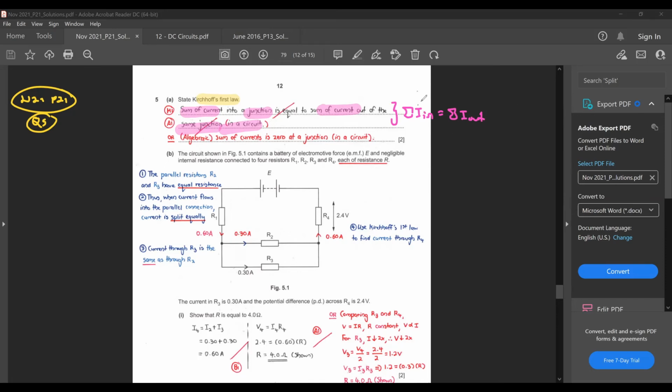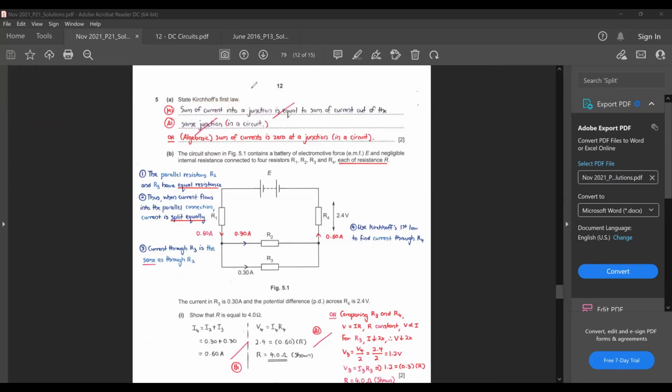Another mistake that some people may have unknowingly made is that they forget to write the words "sum of". Instead, what they wrote was current into a junction is equal to current out of the same junction. If you wrote that, it would not be considered correct. The key word here is that you must always write sum of current into junction equals sum of current out of junction. If you don't write sum of, you can replace it with total current into a junction is equal to total current out of the same junction.